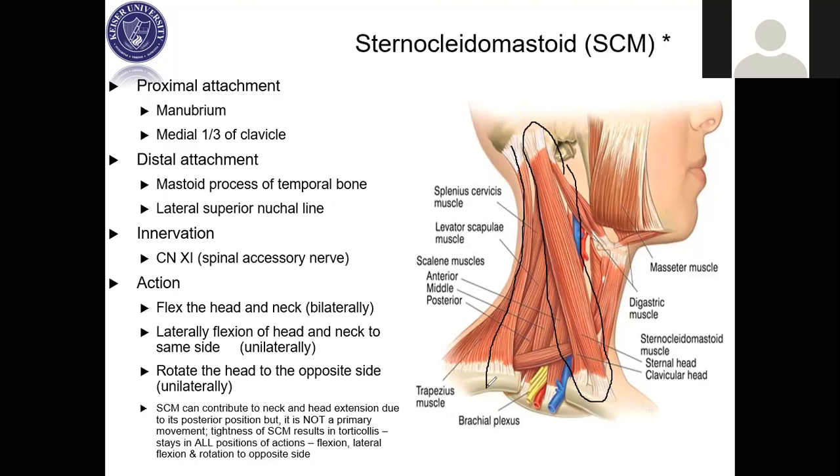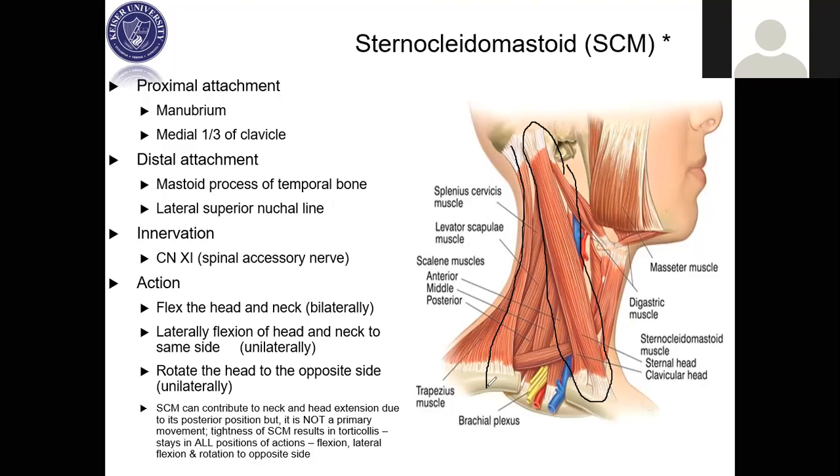So the sternocleidomastoid is a very important muscle because we educate the parents of these children to stretch them. And stretching is just the opposite of the problem. So we actually teach them to extend the head, rotate to the opposite side, and laterally flex to the opposite side. And that's how we get them to stretch the sternocleidomastoid.